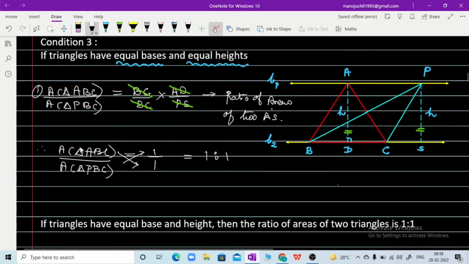Can I write it like this? If I cross multiply, it will be area of triangle ABC is equal to area of triangle PBC. Is it so, if I cross multiply? So what does it mean? The condition tells that if the triangles have equal bases and equal heights, the ratio of areas of the two triangles will be 1:1. So see what has been mentioned in the statement: if the triangles have equal bases and equal heights, then the ratio of areas of the two triangles will be equal to 1:1.